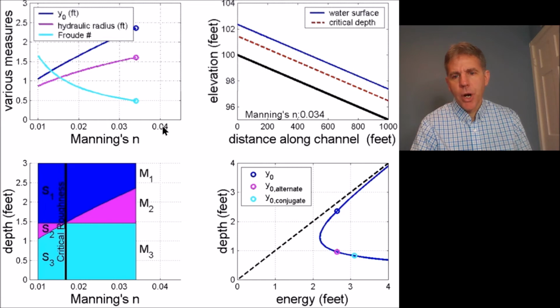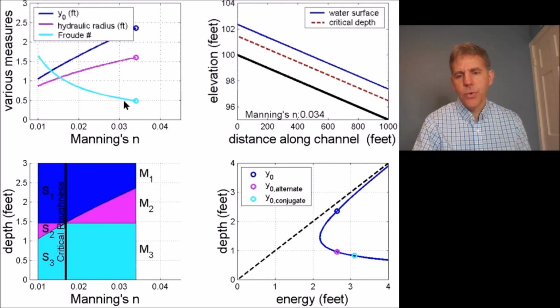Nothing particularly remarkable to look at anywhere else. Everything is just evolving along rather straight trajectories. Normal depth is increasing, the hydraulic radius is increasing, and the Froude number is decreasing. We're growing increasingly mild. You can see that the flow depth is now a fair bit greater than the critical depth. And again, down on the E-y diagram, we have normal depth, its alternate, and then this would be the conjugate depth if there were to be a jump from supercritical to subcritical flow. Let's watch the animation through to completion.